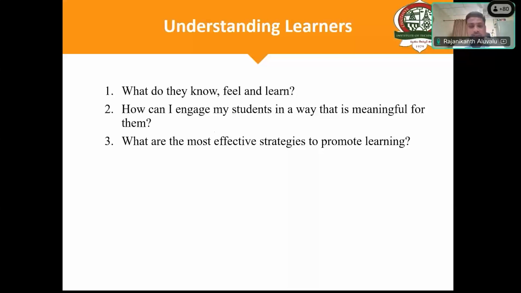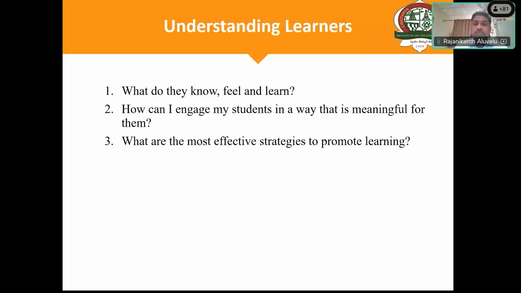We also need to understand the learners. When we are offering a course, when we are teaching a course, we need to assess them. In the morning session, there was a discussion that the assessment should happen while we teach: what do they know, feel, and learn? That is what we say, that we need to understand the learners. Without understanding the learners, whatever we teach just becomes an overhead transmission. Then we need to have a plan for how I engage my students in a way that is meaningful for them, so that the audibility of the classroom will be very high and the students keep getting motivated, keep learning in our session as well.